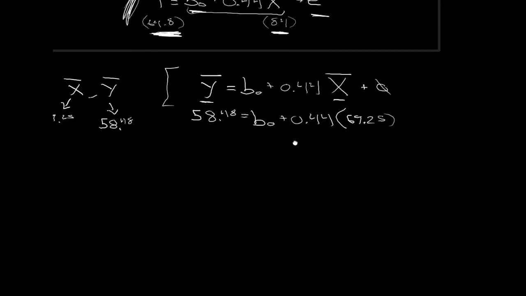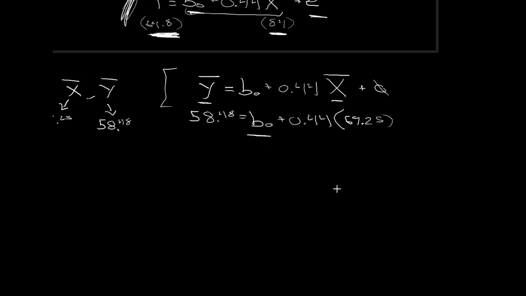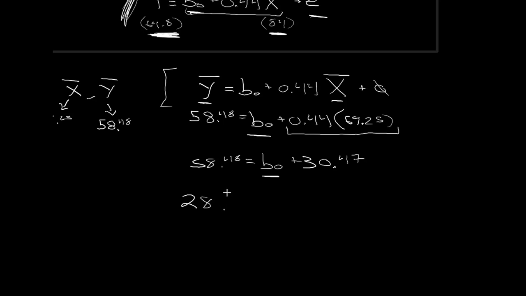So through here, we can go through some algebraic voodoo. We can rearrange and get b naught by itself. The way we can do that is, first of all, work out, well, what is 0.44 times 69.25? So to do that, we get 0.44 times 69.25. Let's rewrite this whole thing: 58.48 equals B naught plus 30.47. Now again, continuing to get B naught by itself, subtract 30.47 from each side. So we get 58.48 minus 30.47. We get 28.01 as our value for B naught.